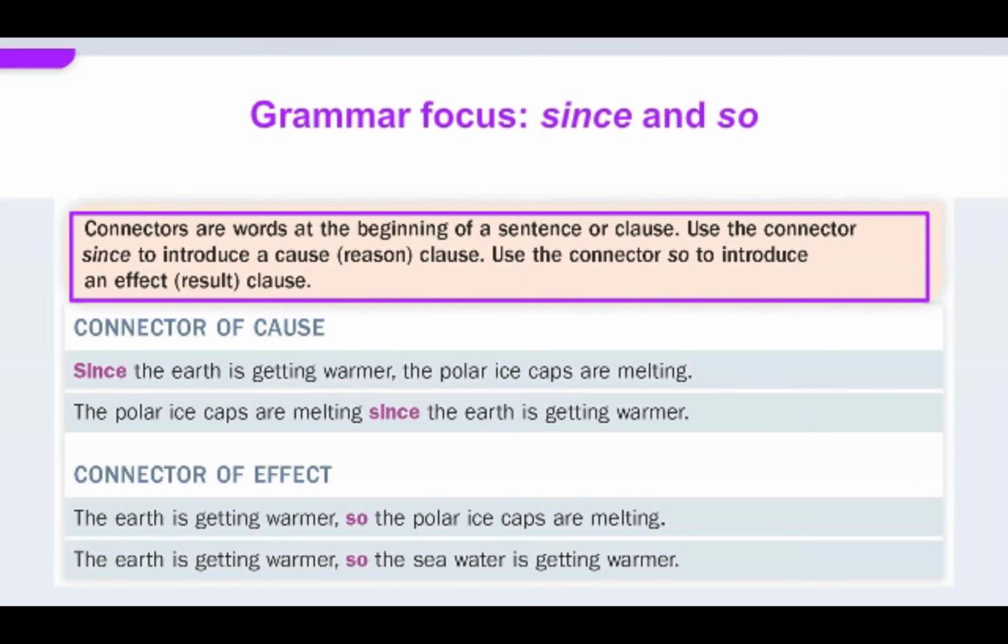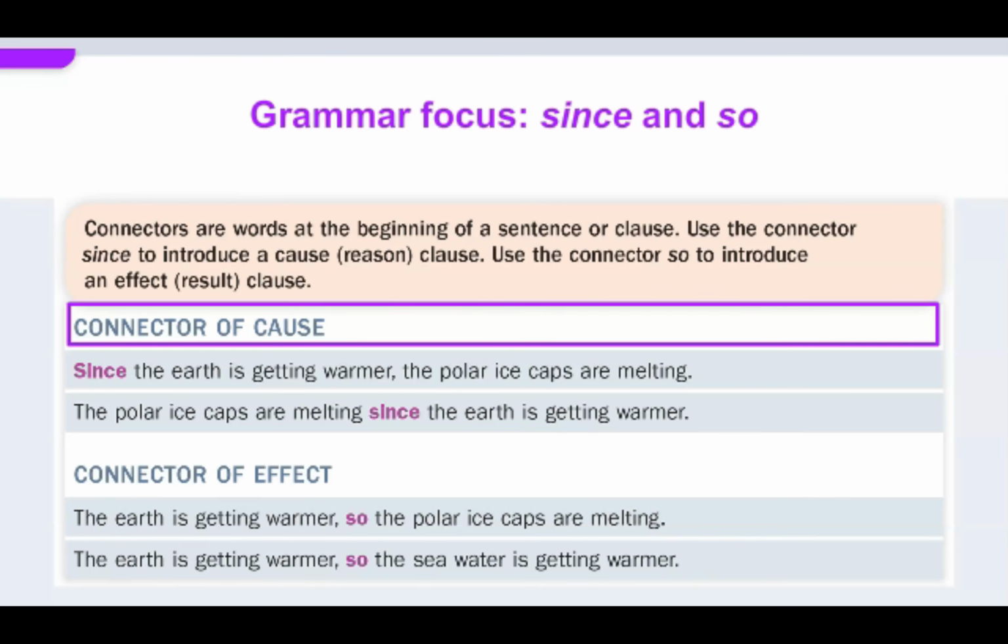Let's review. Connectors are words at the beginning of a sentence or clause. Use the connector since to introduce a cause, reason clause. Use the connector so to introduce an effect, result clause.